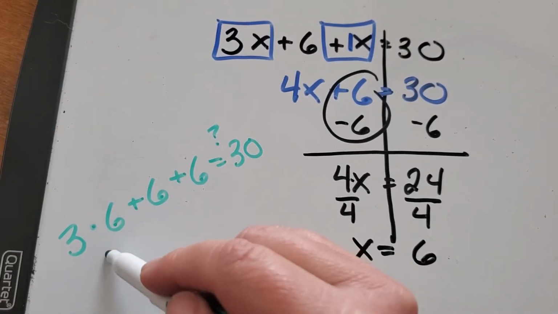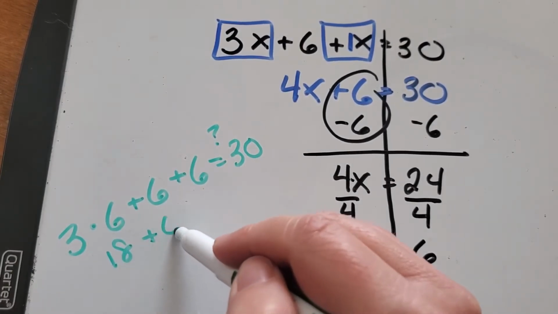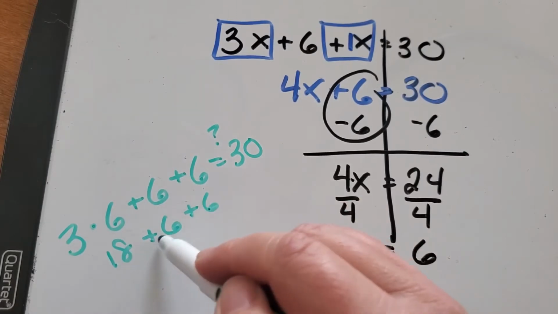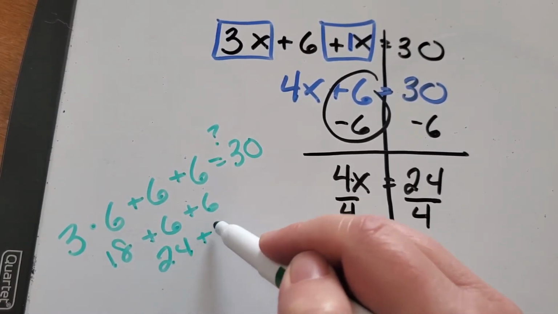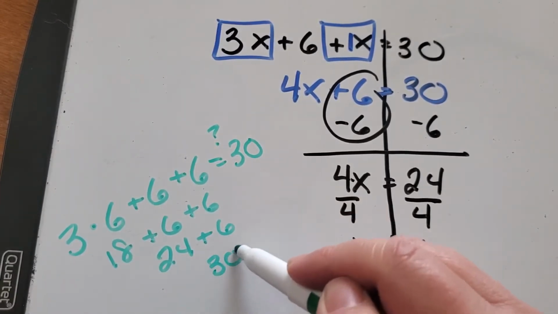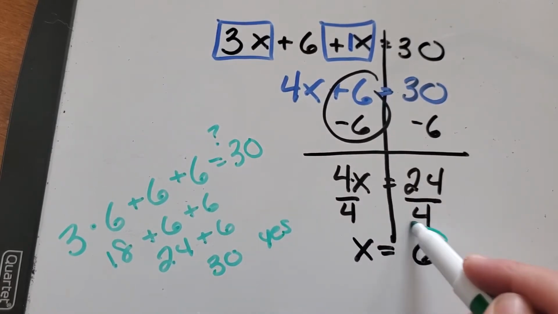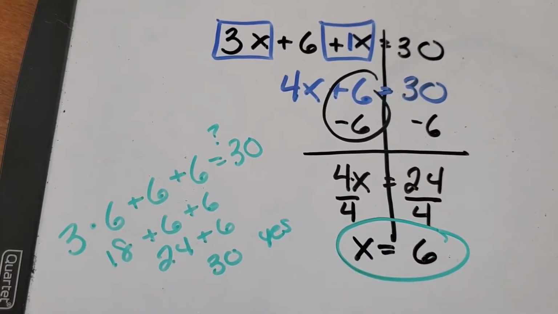3 times 6 is 18. 18 plus 6 plus 6. 18 plus 6 is 24. 24 plus 6 is 30. So yes, it does come out to be 30. So that tells me I had the right answer for x.